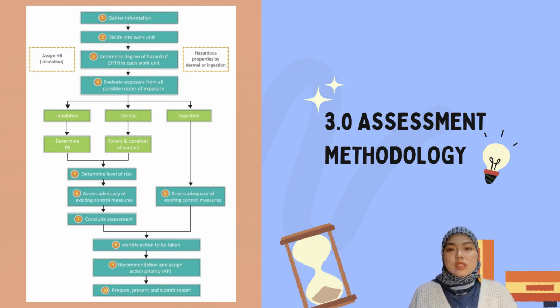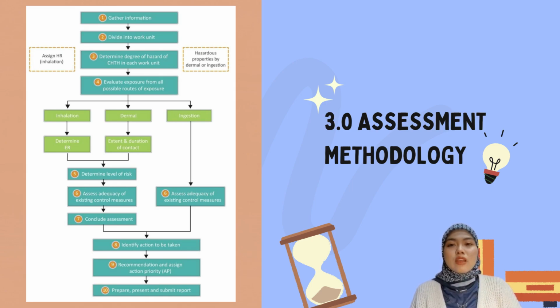This assessment follows the Chemical Health Risk Assessment, or CHRA, process. Step 1 is to gather information. We collected information about the laboratory, the chemicals used, the work activities, and safety data sheets, or what we call SDS. Step 2 is to divide the workplace into work units. For our assessment, the work unit is the Food Instrumentation Laboratory. Step 3 is to determine the degree of hazard for each chemical. We identified hazardous chemicals and their health effects through inhalation, skin contact, and ingestion.